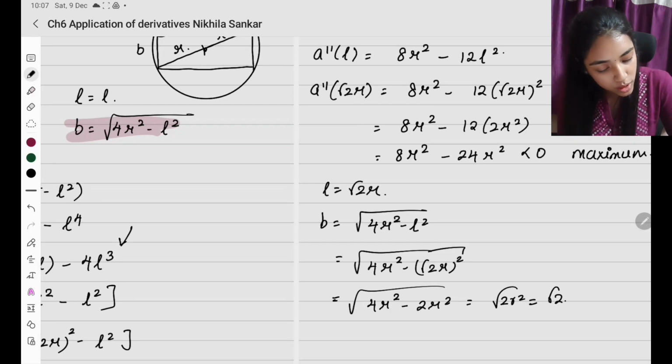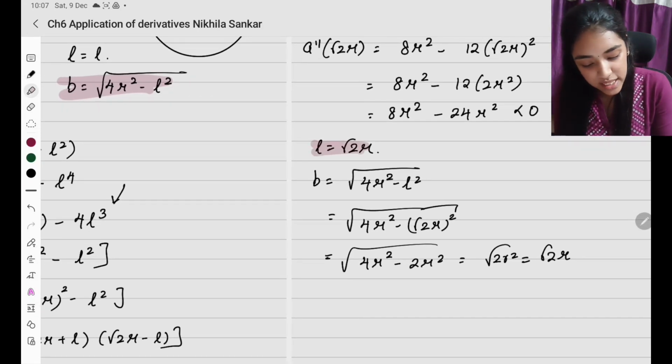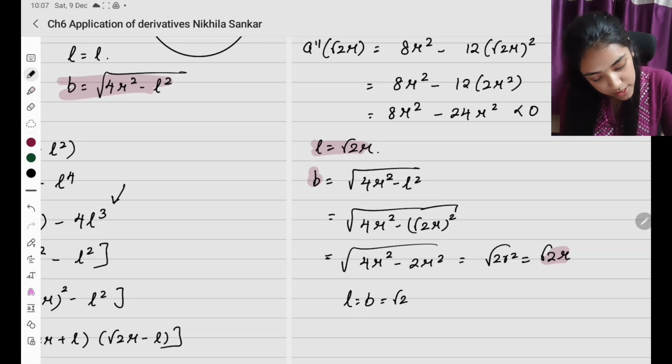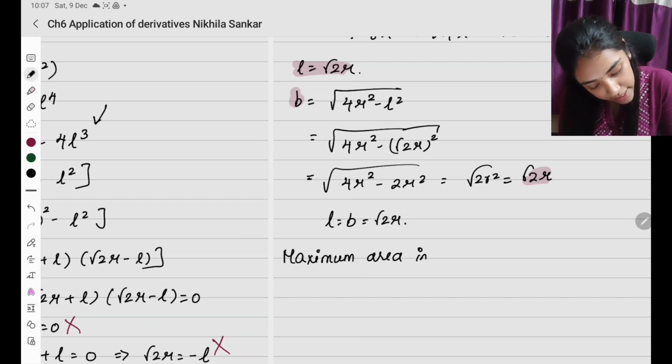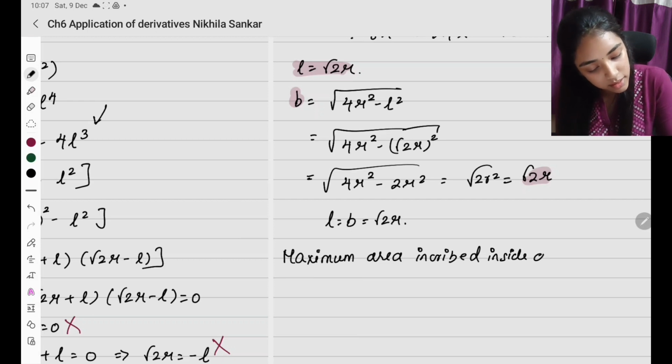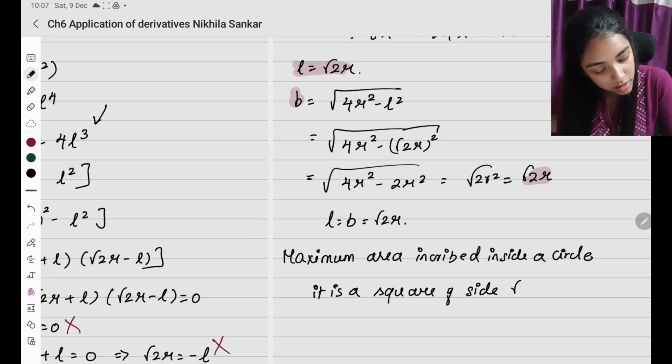So the root 2 comes out. R square root 2 it is going to be root 2R. So from this, what do I see? Length and the breadth are equal. So L equals B equals root 2R. So when you need maximum area inscribed inside a circle, it is a square of side root 2R units.